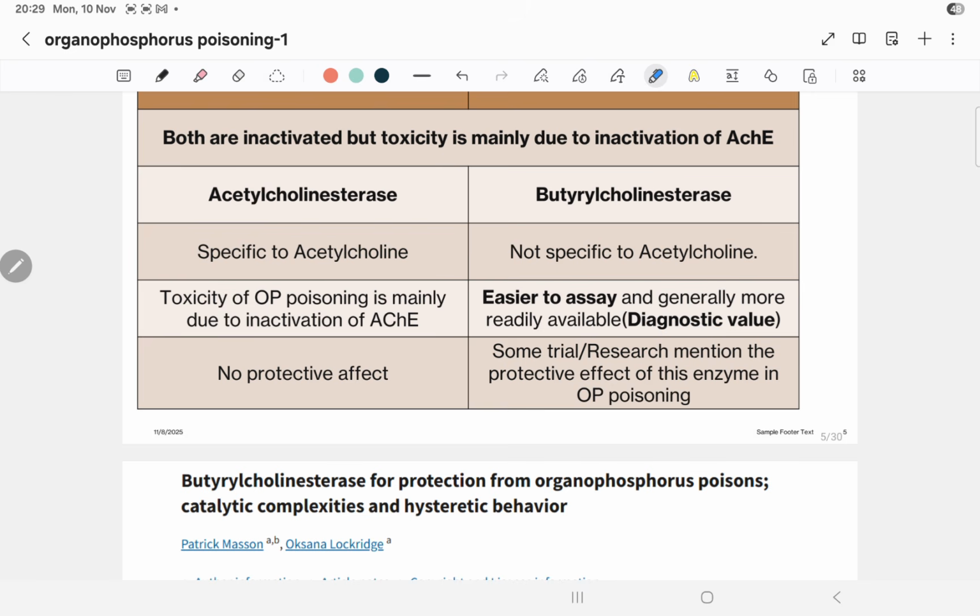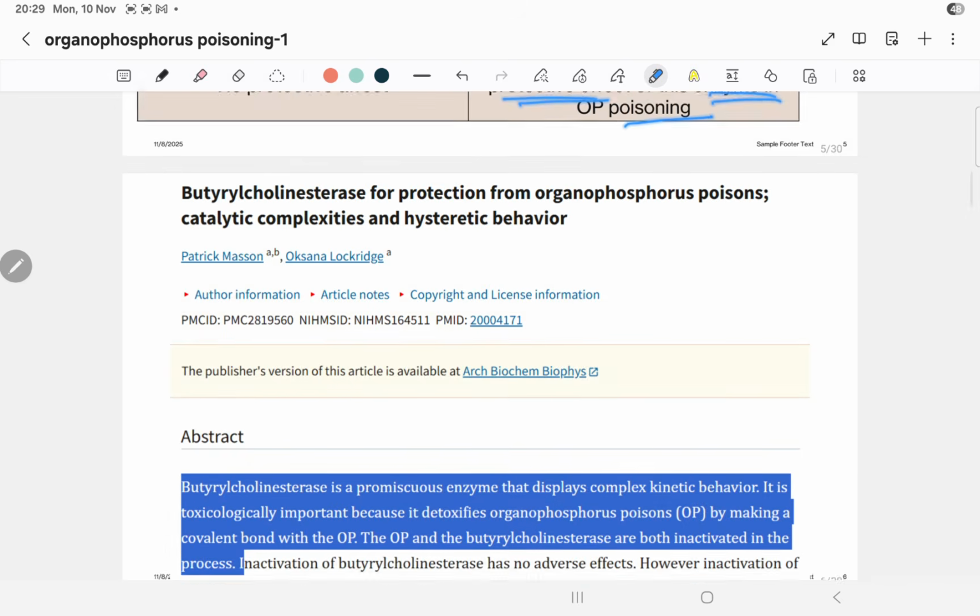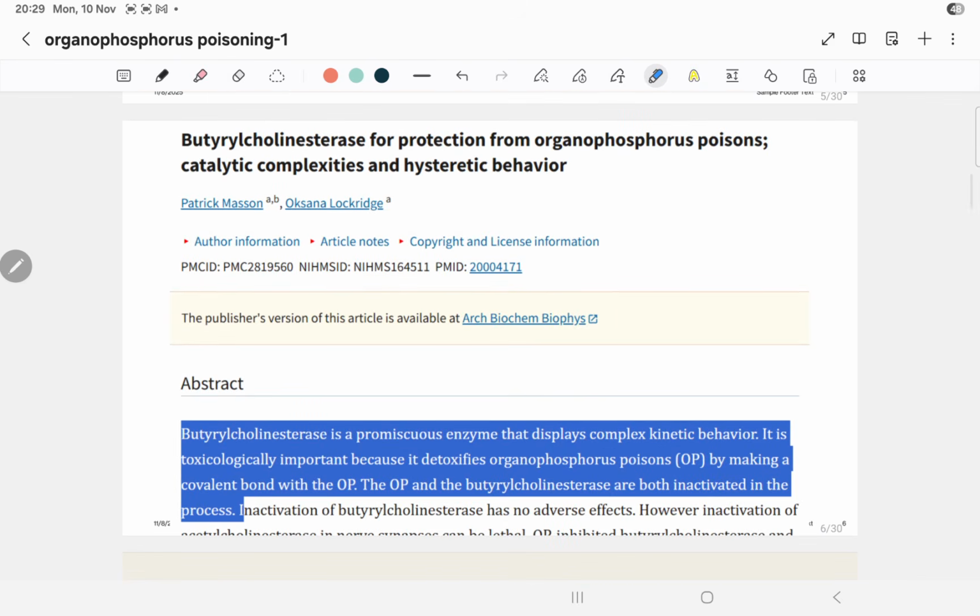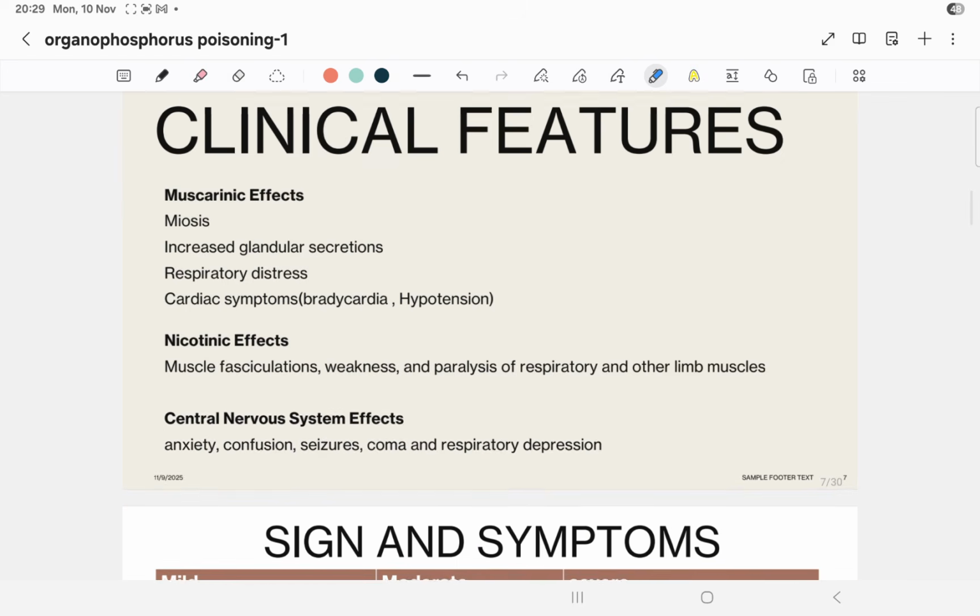Some studies or trials suggest that it has a protective effect in cases of OP poisoning. You can read it here. I have taken a snip of a paper because I find it interesting, and you can read it here: Butyrylcholinesterase for protection from organophosphorus poisons.